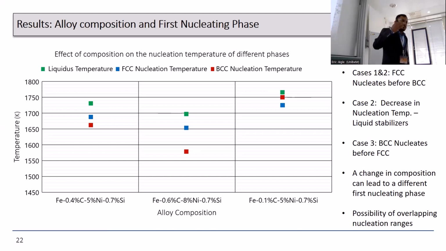And this also opened the door to the possibility of overlapping nucleation ranges, where in the real life scenario, we see powder particles or a set of powder particles where 90 or 90+% of particles are of one phase, and a few of them are having a different phase. So this may be due to a change in composition, which might be happening during the process.